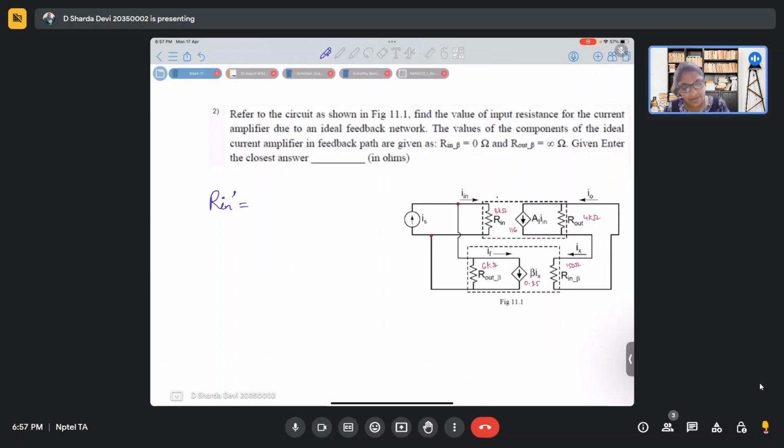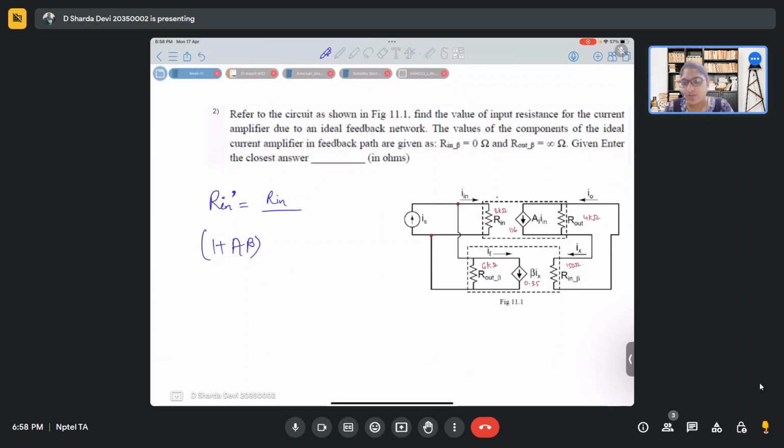How will we write Rn dash? We don't have to consider any other resistance. We know that there will be a factor of 1 plus A beta coming into picture. But we have to think whether it will come in series, or in multiplication, or will it come in division? That is the idea. I don't know about that. Okay, you don't have the idea.